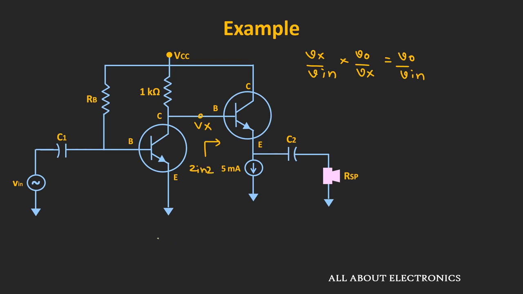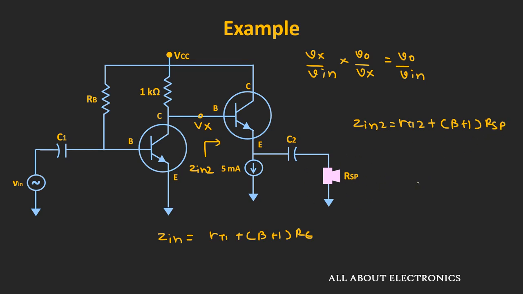Now for the emitter follower, we know that the input impedance is of the form R pi plus beta plus 1 times Re, right? But here, instead of the emitter resistor, there is a current source. And for the AC signal, this current source will act as an open circuit. Apart from that, this coupling capacitor will also act as a short circuit. That means between the emitter and the ground terminal there is a load of 8 ohm. That means in this case the expression of the input impedance can be given as R pi 2 plus beta plus 1 times RSP, where RSP is the impedance of the speaker.